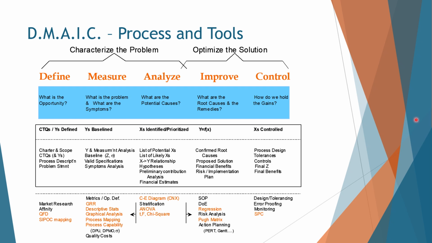So for the critical to qualities and the Y's defined in the define phase, you're going to have the charter, project charter. You're going to create the scope. You're going to create both your X and Y variables. You're going to have a process description, and you're going to create your problem statement.